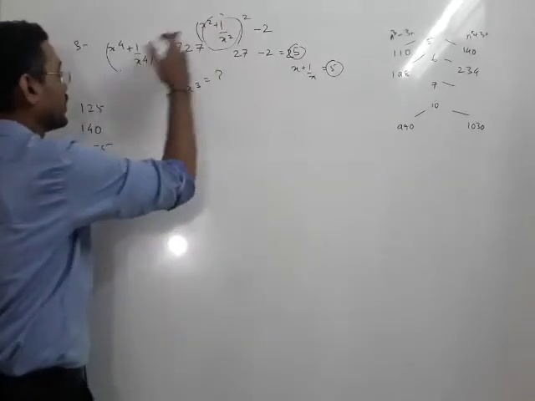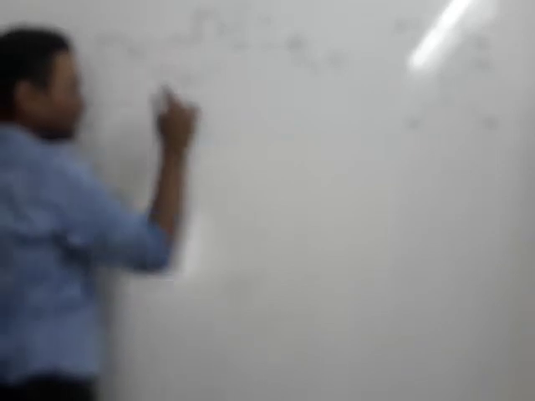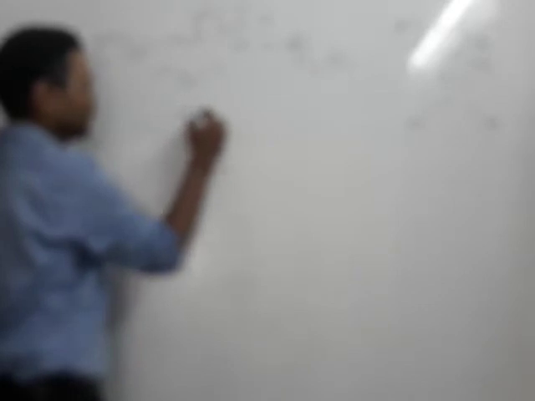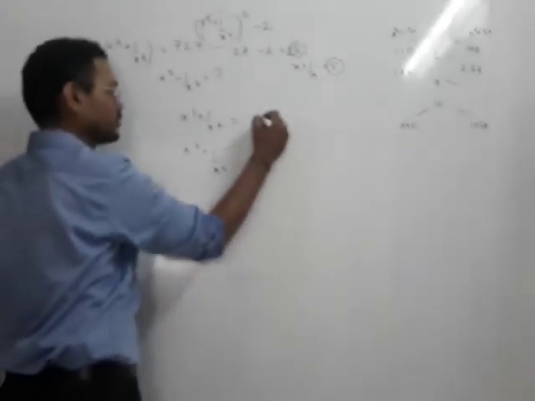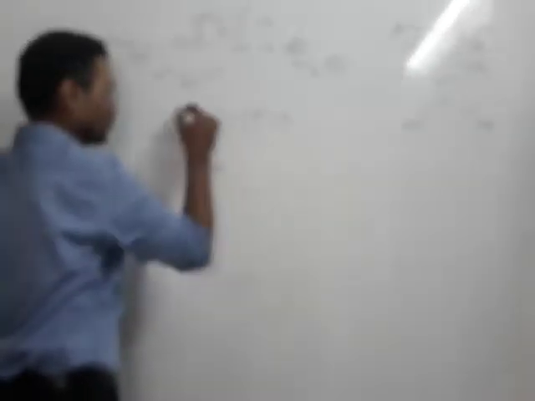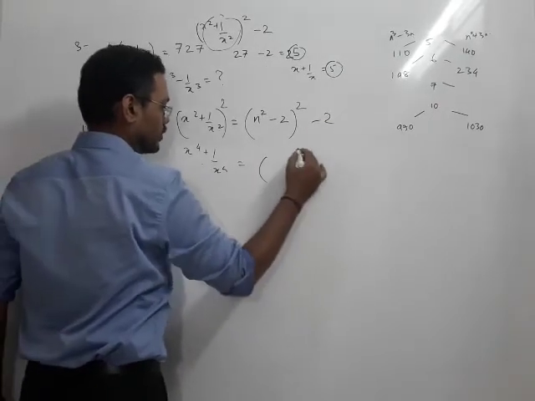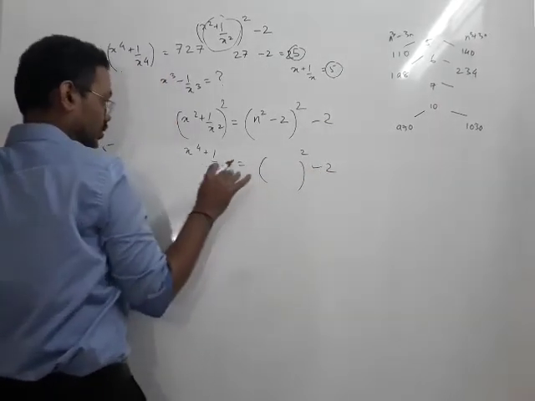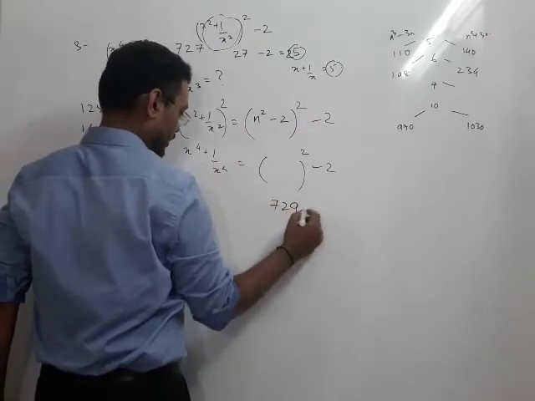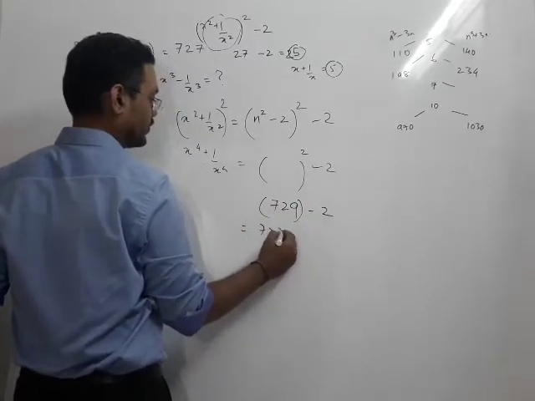This is already of the form x raised to 4 plus 1 by x raised to 4. What is the value of x square plus 1 by x square? It is n square minus 2. What is the value of this? The whole square minus 2. So whatever this value is, 729 minus 2 is the value, 727, which is given.